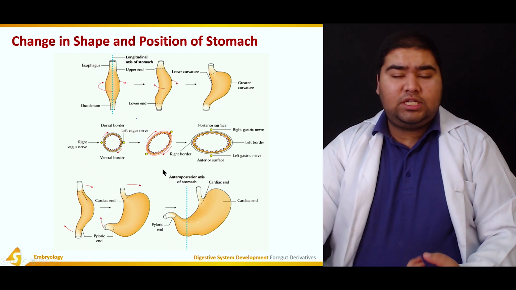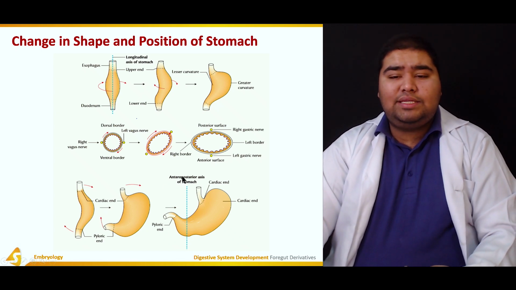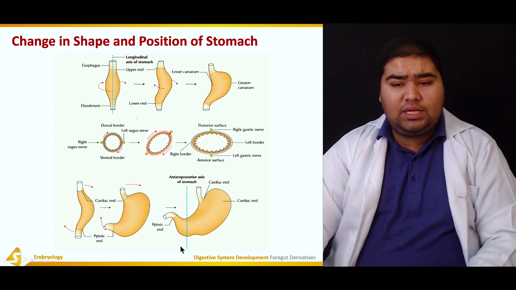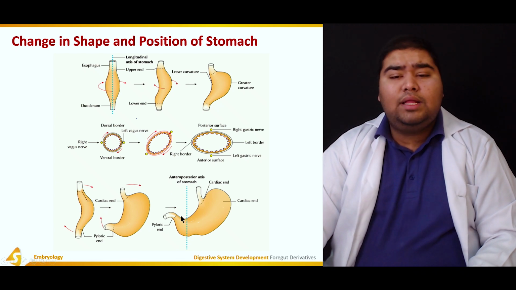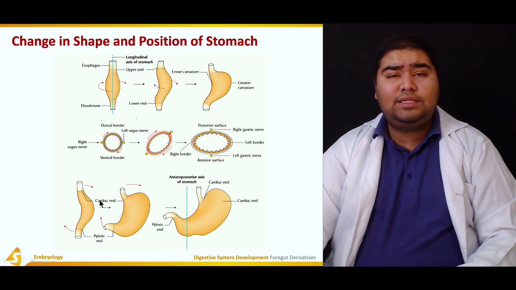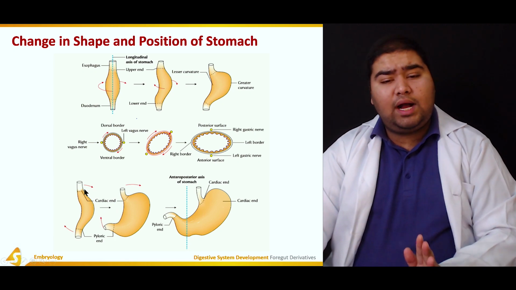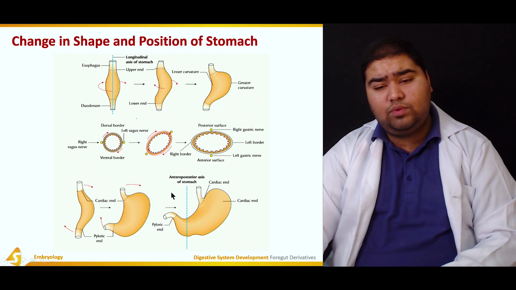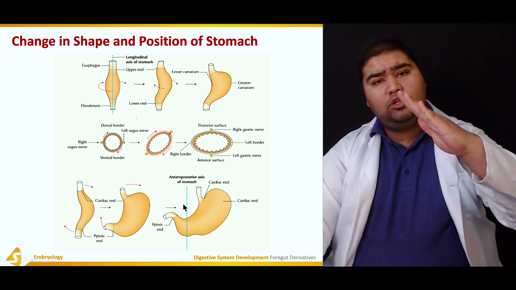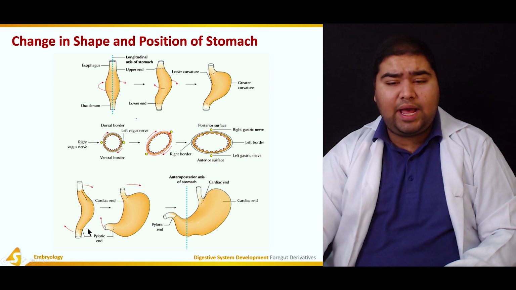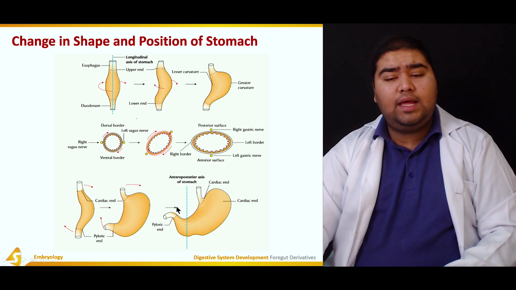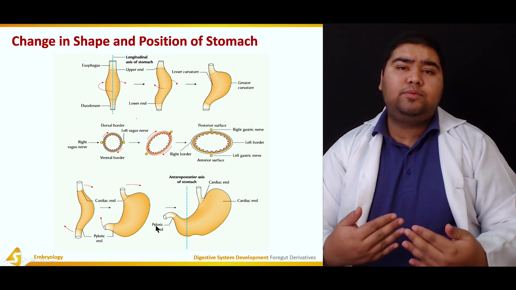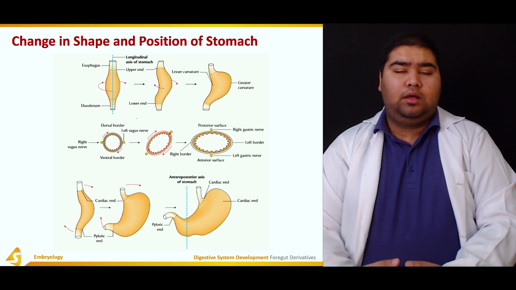Now there's another rotation that takes place. This is the anterior posterior axis rotation. This is the anterior posterior axis of the stomach. The anterior posterior rotation results in the tilting of the cardiac end towards the right. Here you can see the cardiac end is tilted towards the right due to anterior posterior rotation of the stomach, and the pyloric end moves towards the left side of the body. And this is the adult position of the stomach.